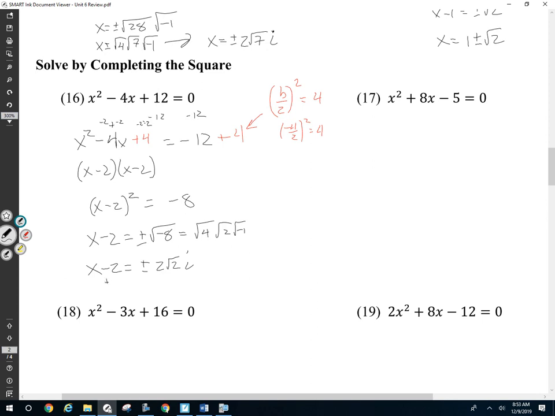I will finish off by adding 2 to both sides. We'll add in front of the plus or minus because you cannot add 2 to 2 root 2. So I get 2 plus or minus 2 root 2i.